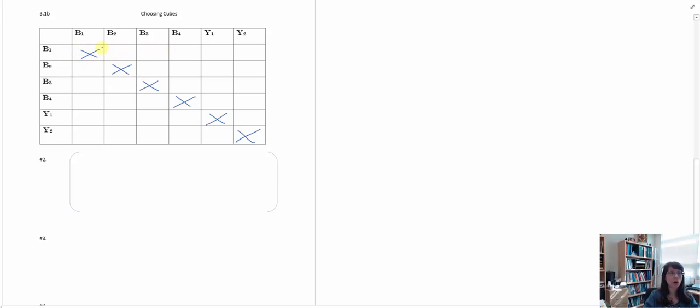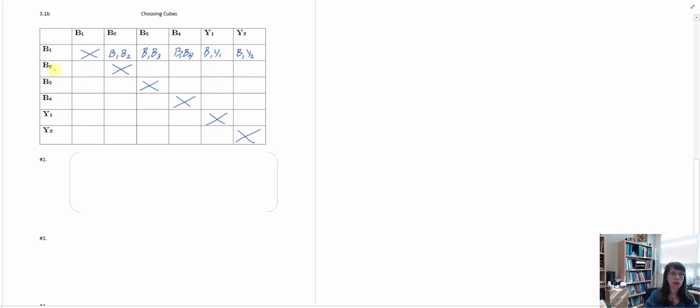Now, going across the row, is it possible to pair blue block 1 with blue block 2? That is yes. So block 1 paired with block 2 for blue, that is possible. And then block 1 could be paired with block 3 for blue, and block 1 could be paired with blue 4. And then the blue block 1 could be paired with yellow block 1 and yellow block 2. So far we have 5 different combinations.